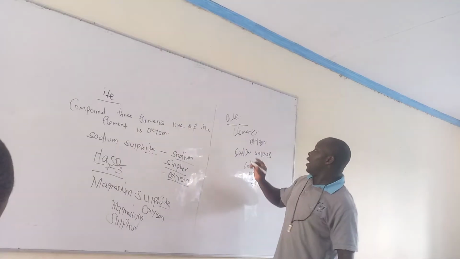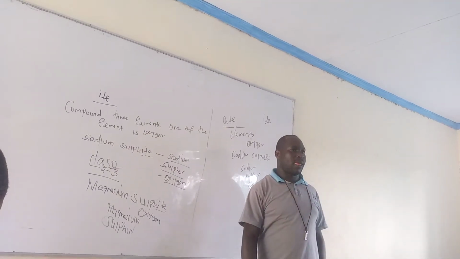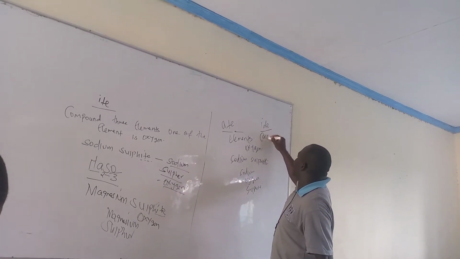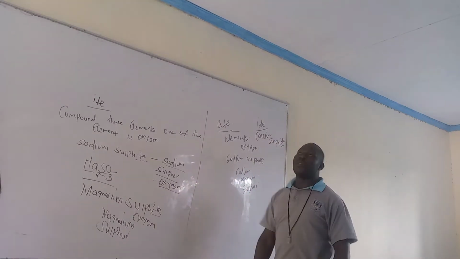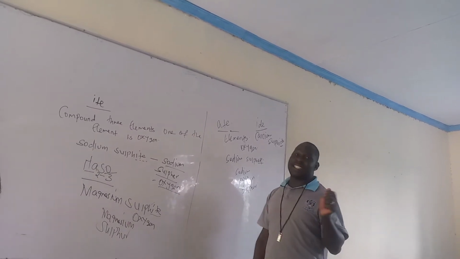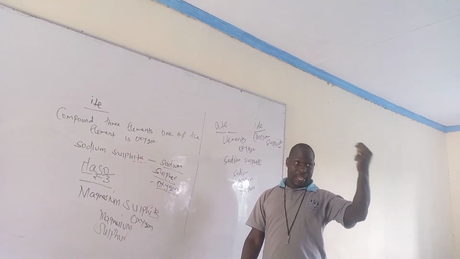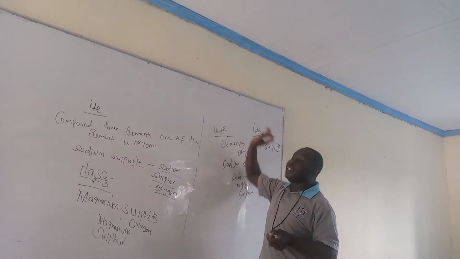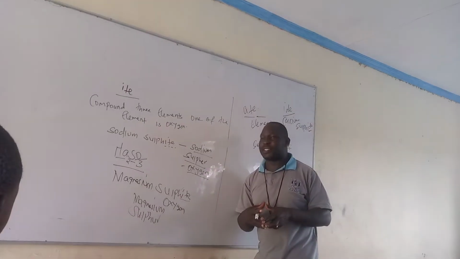We have others that end with IDE. For example, calcium sulfide. What does that mean? Compounds that have an ending IDE consist of two elements. Are we together? Yes. Two elements. ATE, three elements. ITE, three elements.